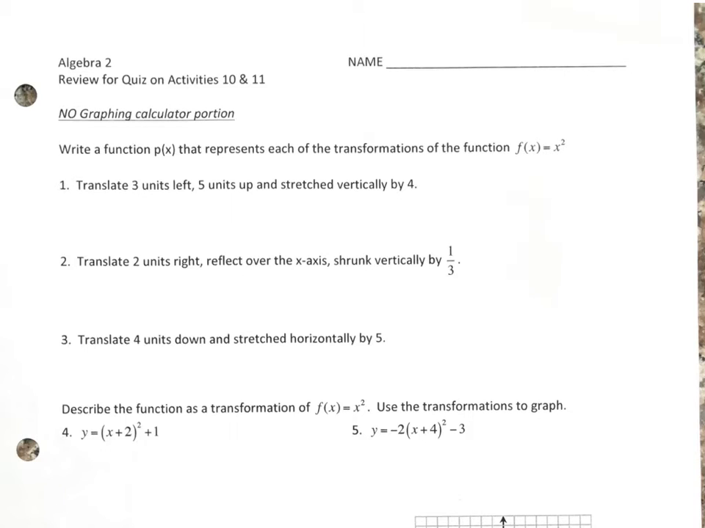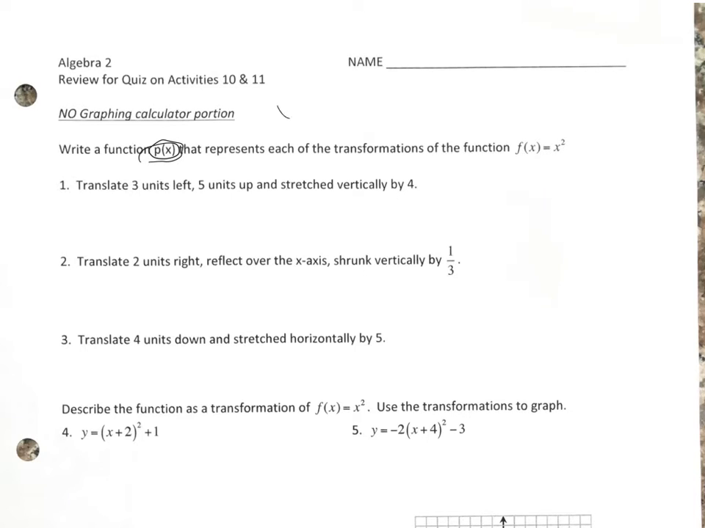The first 3 questions are asking you to write an equation. They give you very specific directions in that the name of your function is supposed to be p of x. Please make sure you read the directions and that you follow those directions.